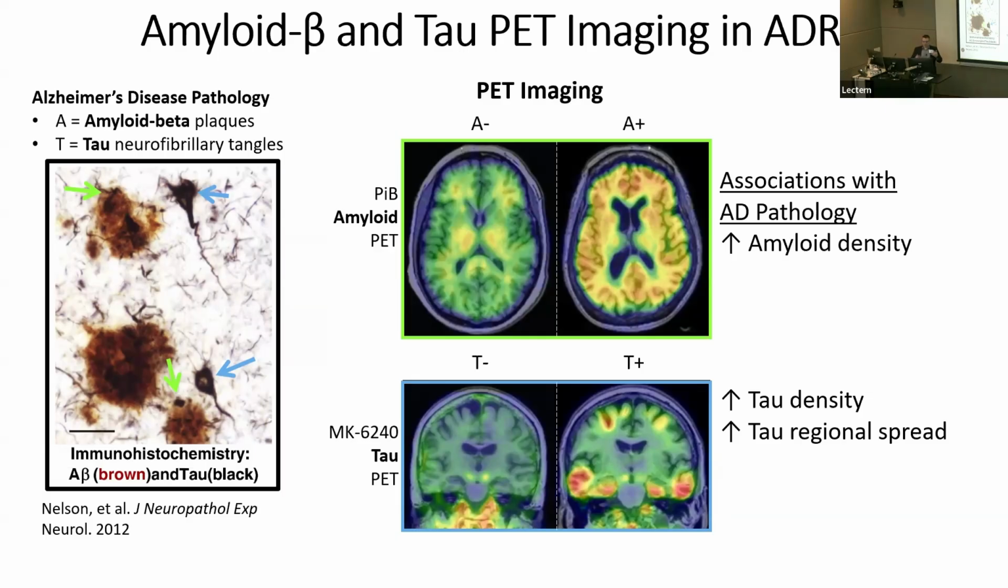By using some kinetic models and simplified approaches, the measures that we get, in terms of standardized uptake value ratio or distribution volume ratio, all represent the same thing. They give you a measure of the density of whatever that protein is in that region. The other thing to know is that these are measuring insoluble aggregates, right?